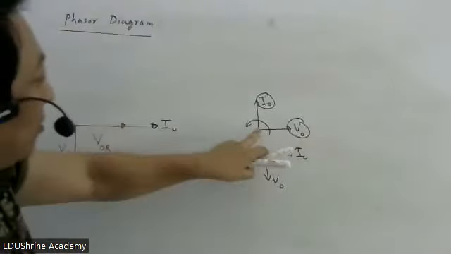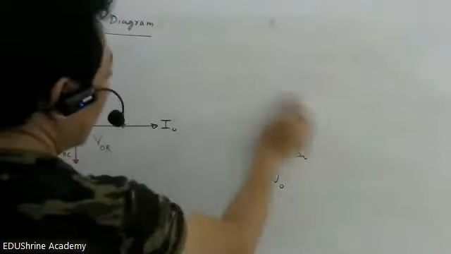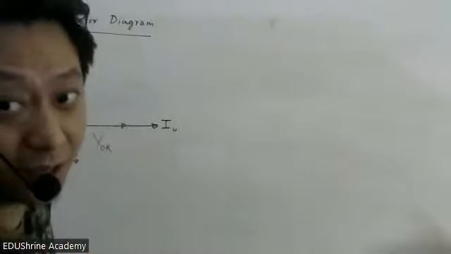So it doesn't matter whether you show it this way or this way. But here, because we want current to be the reference, it is better to do it this way. And in an inductor, current lags, so voltage leads.